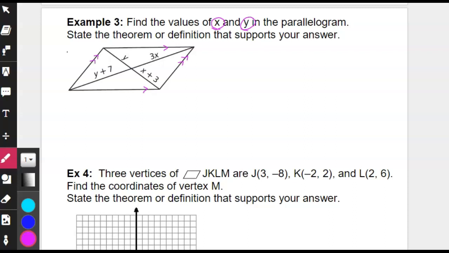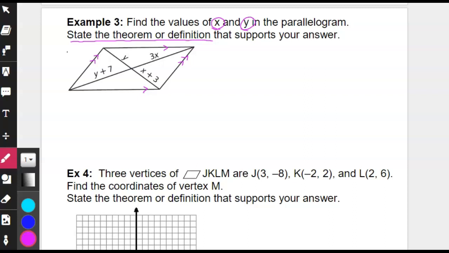State the theorem or definition that supports your answer. So we've got to give a reason. We can't just throw stuff on our paper. And the only thing that's labeled here is the diagonals. I don't have any side measurements that are labeled. I don't have any angle measurements that are labeled. And so I need to go back to my properties that have to do with diagonals. Now there are 2 of them. The first one says that if a quadrilateral is a parallelogram, then its diagonals bisect each other. So that seems like it could be kind of useful.